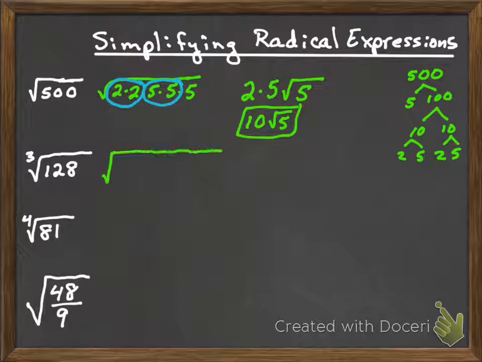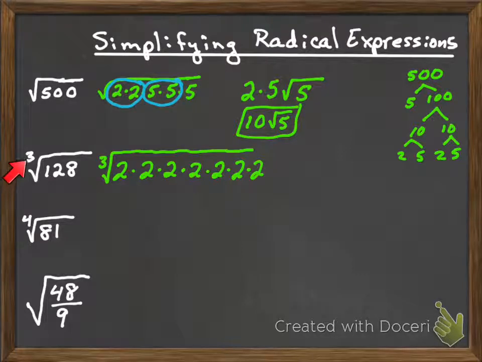We have this time a cube root of 128. So the prime factors for 128. Let's do this without doing a factor tree. 2 times 64. 64 is 2 times 32. 32 is 2 times 16. 16 is 2 times 8. 8 is 2 times 4. 4 is 2 times 2. So those are the prime factors for 128.